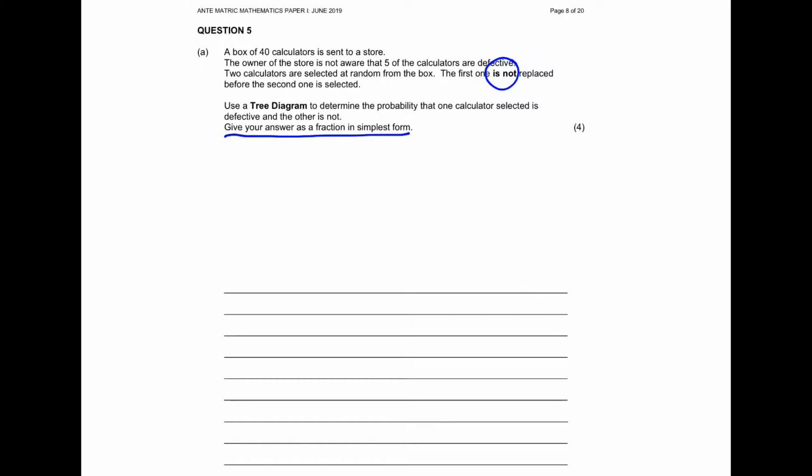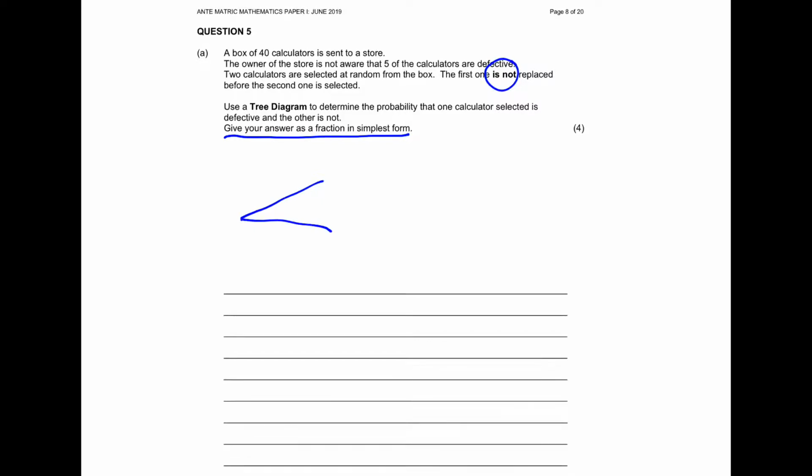Right. So let's start. We've got 2 different possibilities. Okay, we've got defective calculators and we've got calculators that are okay. Now, of the 40 calculators, 5 of them are defective, which means that the remaining 35 are okay. All right, now they said the first one is not replaced, and they're asking you to determine the probability that one calculator is defective and the other is not.